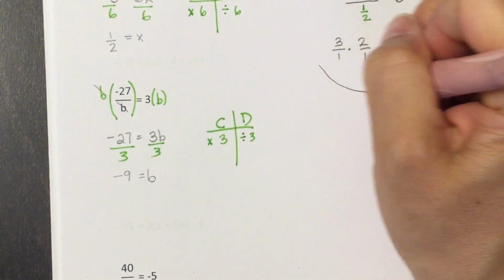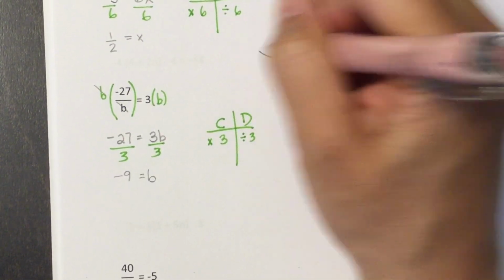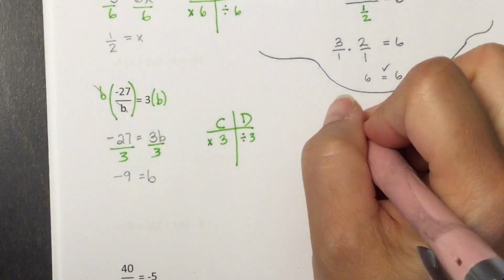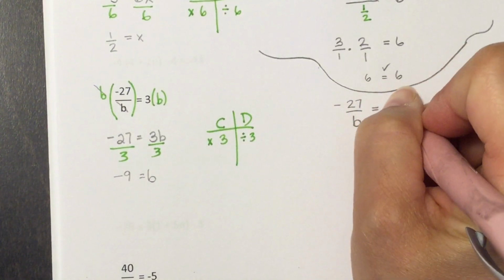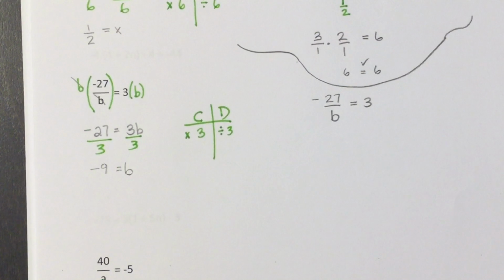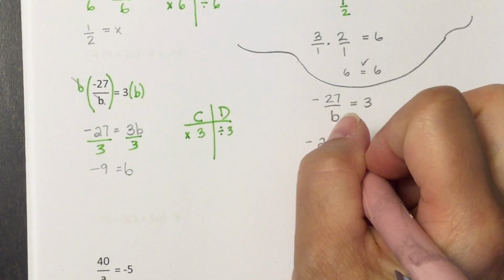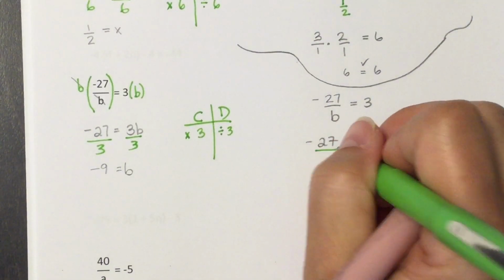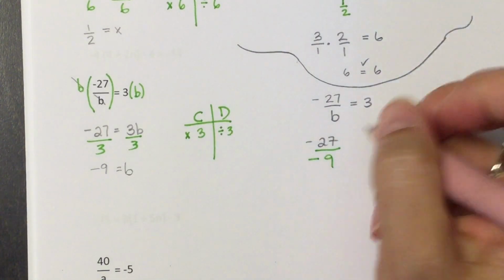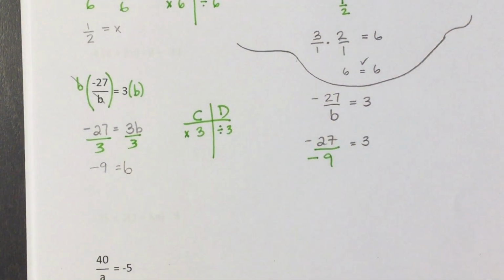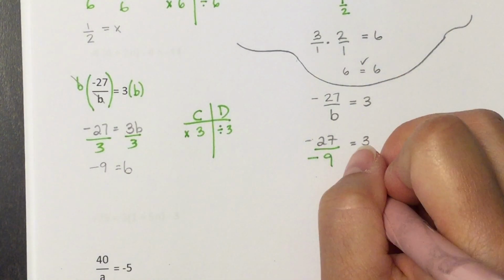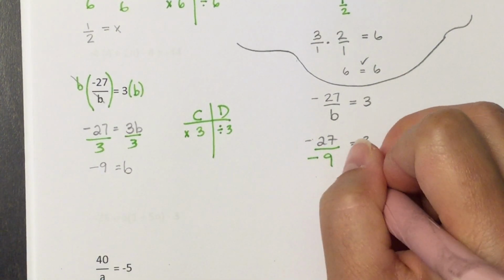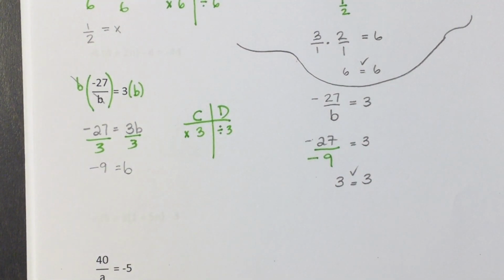Okay, so if we want to check it, I'm just going to go like this so that I don't get confused. So I have minus 27 divided by b equals 3. Minus 27 divided by -9 equals 3. Negative divided by negative is positive. 27 divided by 9 is 3, which equals 3. Hey-o! Oh, I love it. That is so satisfying.